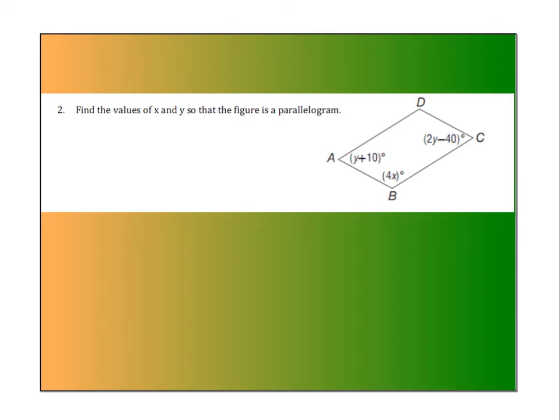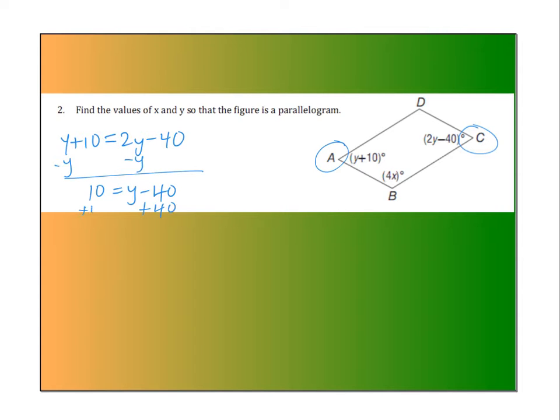Find the values of x and y so that this figure is a parallelogram. Well, if it's a parallelogram, opposite angles are congruent. So angles A and C should be the same size. So let's start with that. y plus 10 should equal 2y minus 40. By the way, I don't think I could have started with angle B because I don't know what angle D is across from it. So let's continue on here. We're going to subtract y. Add your 40. And we get y equals 50.